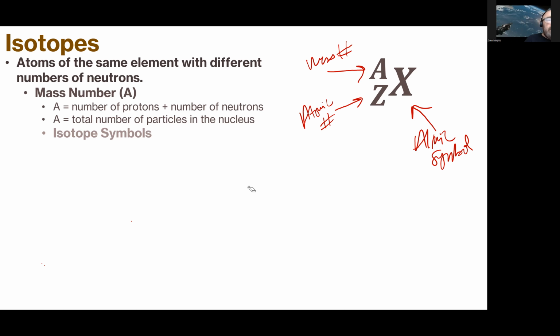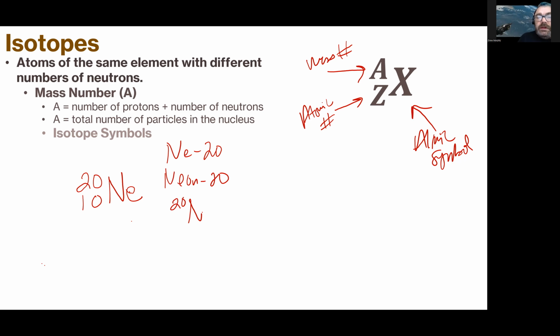If we said, for example, we have 20 over 10 Ne, this is a neon atom, and the neon has a mass number of 20. We can refer to this a lot of different ways. We can say this is neon, this is the full symbol. Sometimes when we type things out, we'll just say Ne-20. We'll use the mass number to tag with it. You could say it's neon 20, or you could just leave off the atomic number.